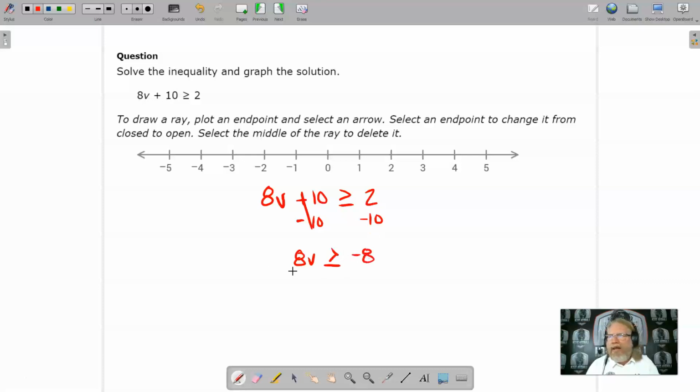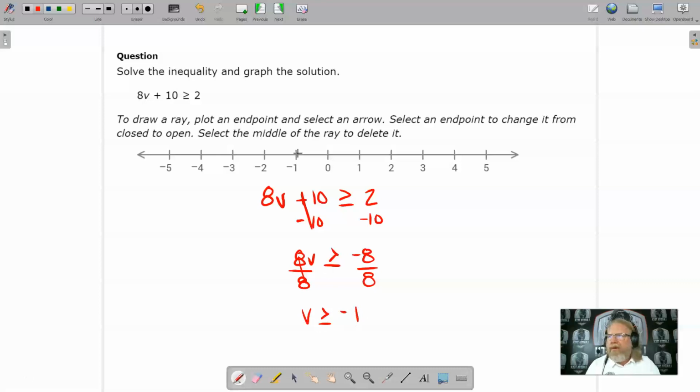Now we can go ahead and divide by 8 so that we can isolate this variable of v. What we do to one side, we're going to do to the other. The 8's will cancel each other, leave me with v. Bring down my sign. And negative divided by positive is negative. And 8 divided by 8 is 1, so v is greater than or equal to negative 1.